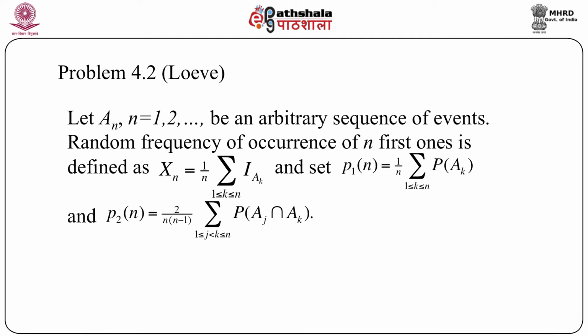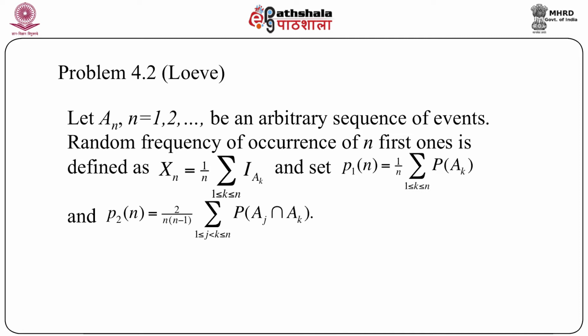Now let us consider another problem which involves a sequence of events. So let us first consider An, where n equals 1, 2 and so on, be an arbitrary sequence of events. Now if we define the random frequency of occurrence of the first n ones, that can be defined as Xn, which is nothing but 1 by n summation of I of Ak, that is the indicator of Ak.